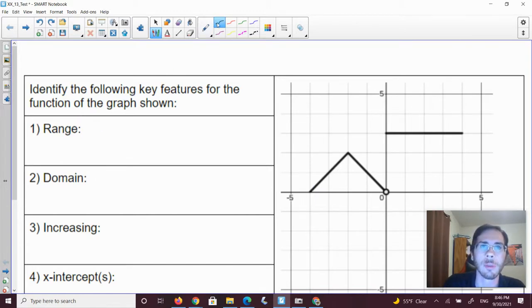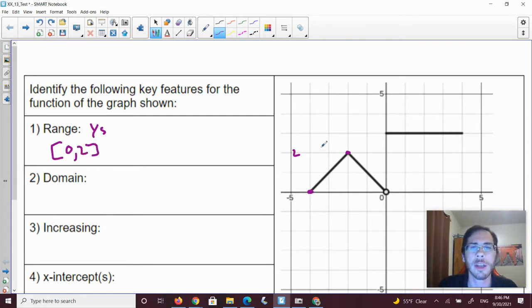range first. So remember, the range is the y's, so we have to find all the y values that we have. Now, this is a little bit weird, but we are starting down here at 0. That's the lowest that it gets. We're going to come up here to 2. But then there's this gap. So since there's a gap there, we have to say 0 and 2 first. So we're going to go from 0 to 2.